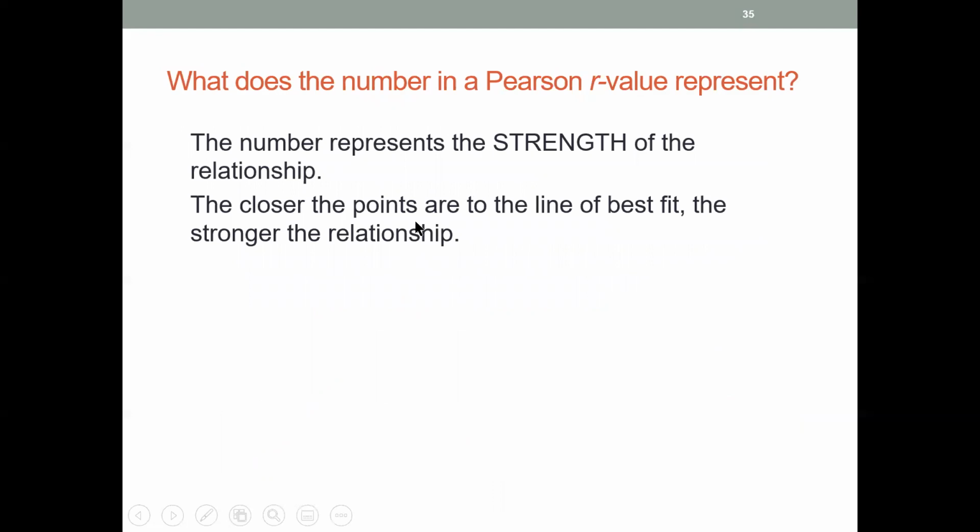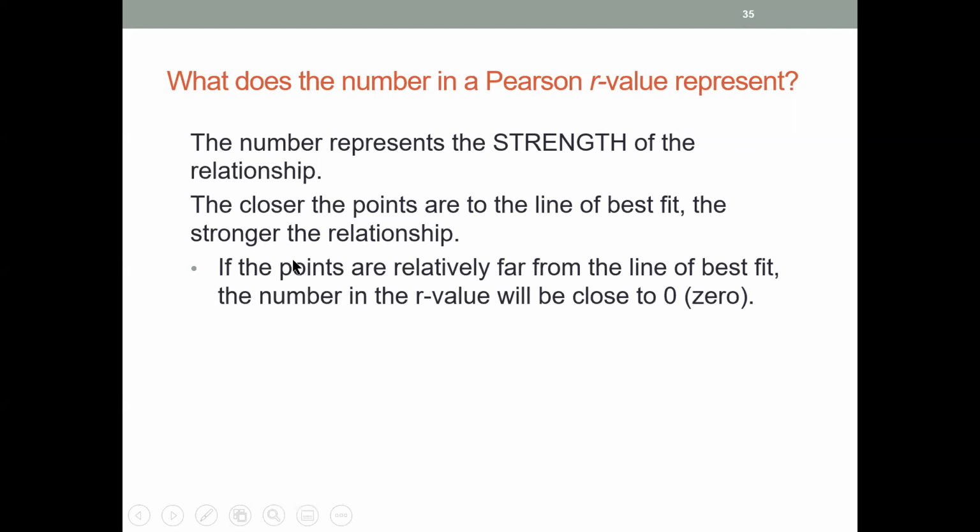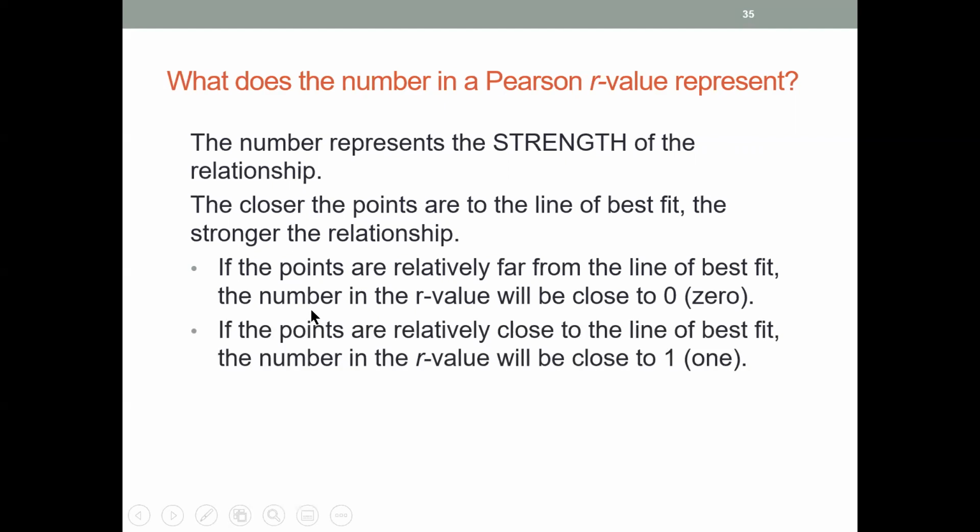So what does the number in the Pearson R-value represent? Well, the number represents the strength of the relationship. The closer the points are to the line of best fit, the stronger the relationship. If the points are far from the line of best fit, the number in the R-value will be close to 0. And if they're close to the line of best fit, the R-value will be close to 1.